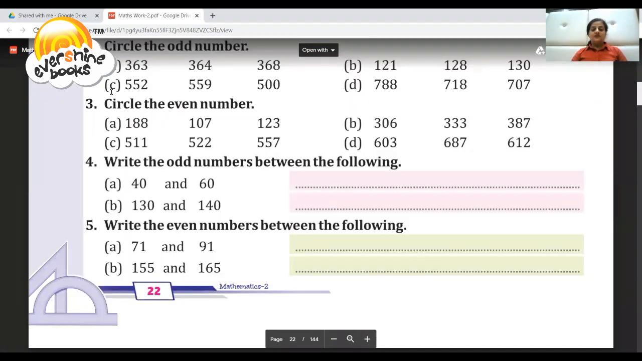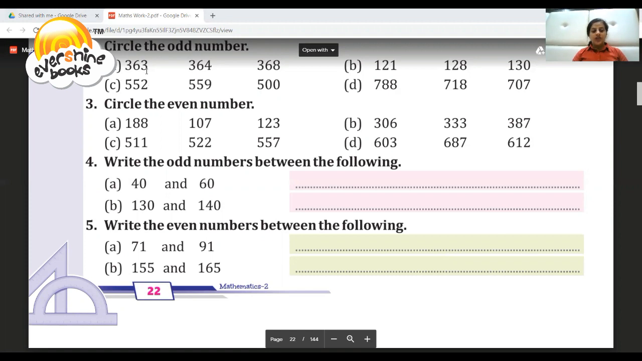Yes, students. We have come to know what is odd and what is even number. Now we are going to circle the odd numbers. Circle the odd numbers means we are supposed to circle the number that is odd. That is, at one's place, it should be an odd number. I told you 1, 3, 7, 5 and 9 are odd numbers.